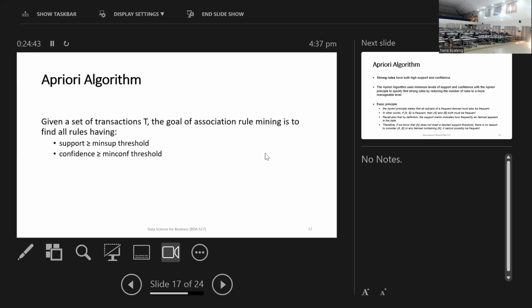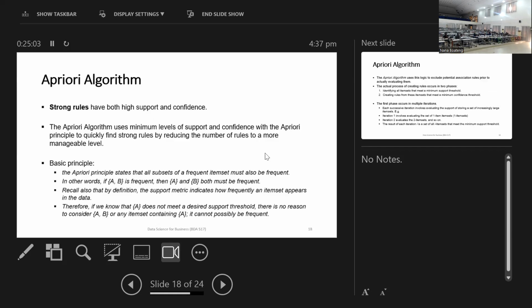So, since we now know how to calculate the support and the confidence, how does the Apriori algorithm work? It works when we set up the minimum support threshold and also the minimum confidence threshold. Let's say we have set the support to 40%, and then we have set the confidence threshold to be, let's say, 60%.